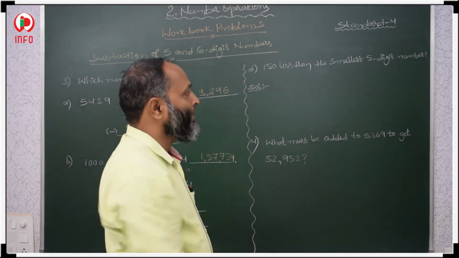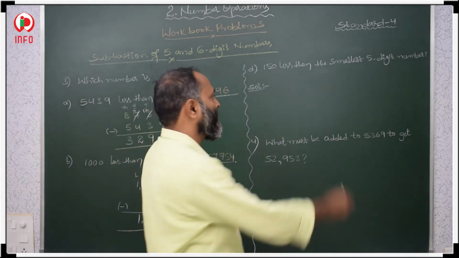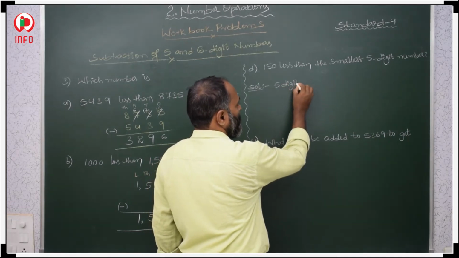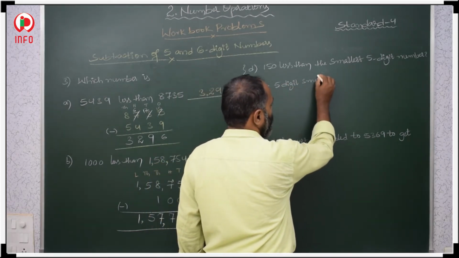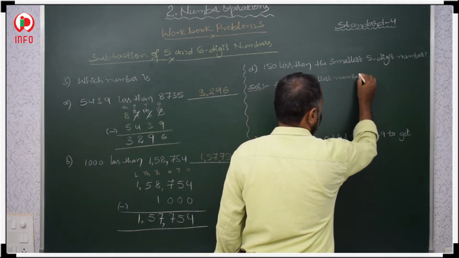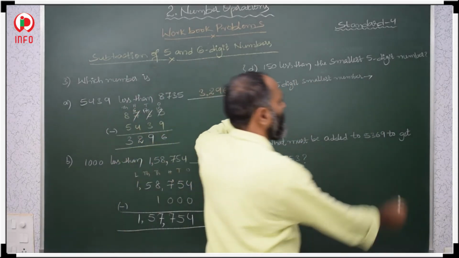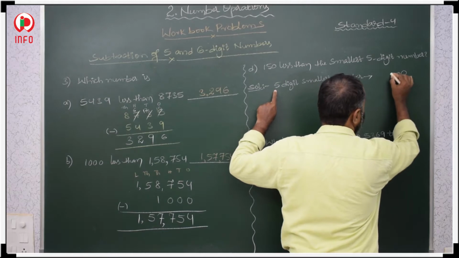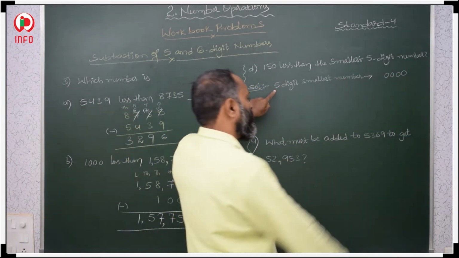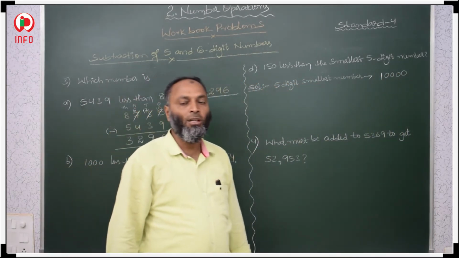150 less than the smallest 5 digit number. What is the smallest 5 digit number? 5 digit is asked. First we take 1, 2, 3, 4 zeros. First we have to take 4 zeros, then after that you keep 1. So this is the smallest 5 digit number.